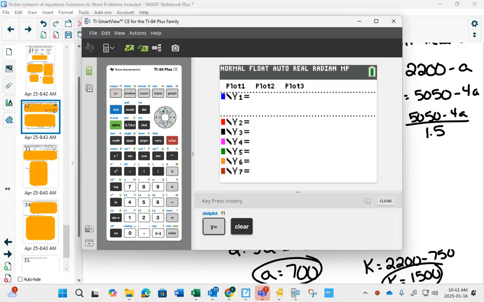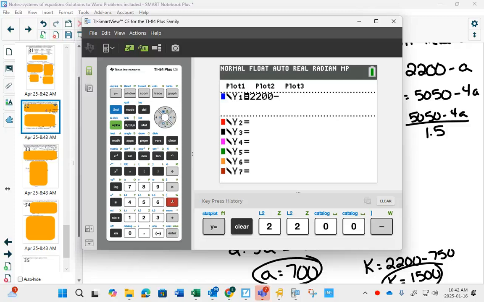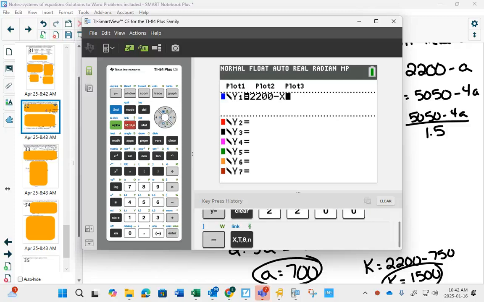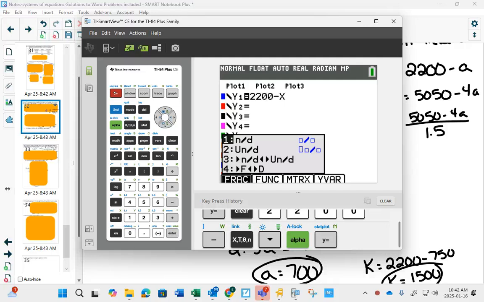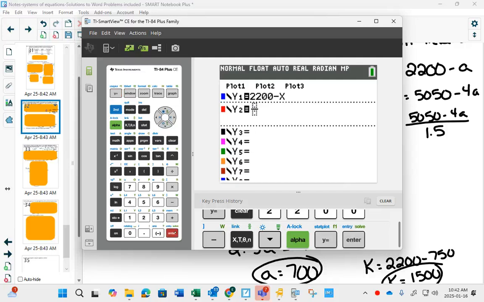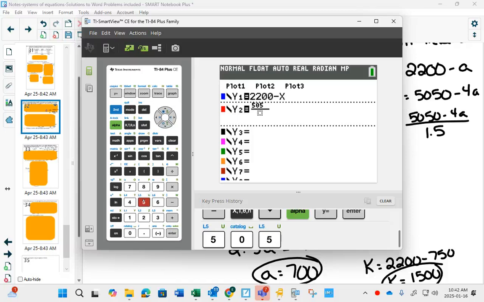I'm going to go to my graphing calculator, and my first equation was 2,200 minus, and right beside your alpha button is your variable button. So instead of writing K equals 2200 minus A, I've written y equals 2200 minus x. And I solve for K in my second equation. I'm going to use alpha y equals, lets you access the fraction button. I write it in exactly as I see it. 550 minus 4x, all divided by 1.5. You don't even have to rearrange it, as long as you get the letter by itself.